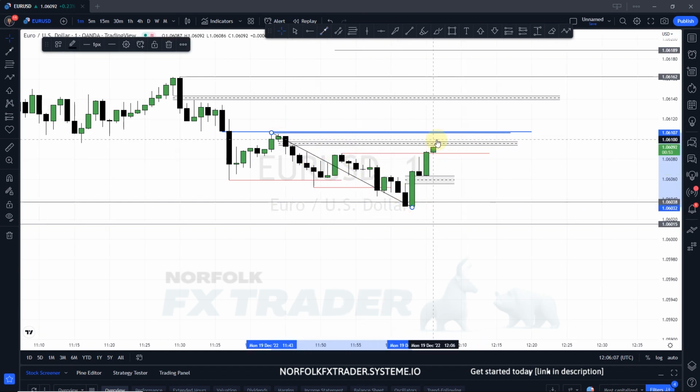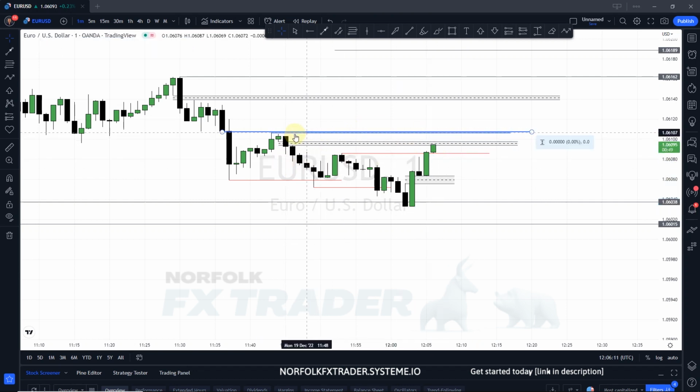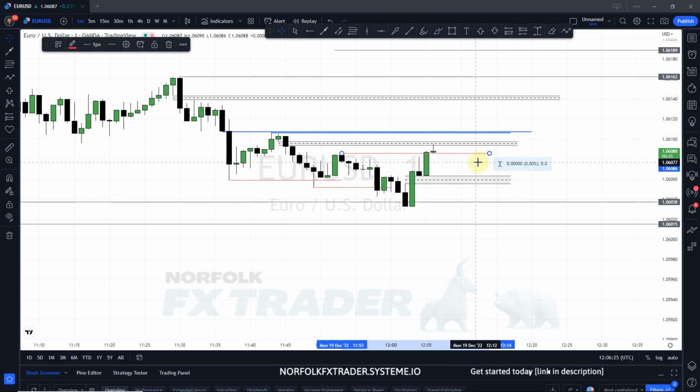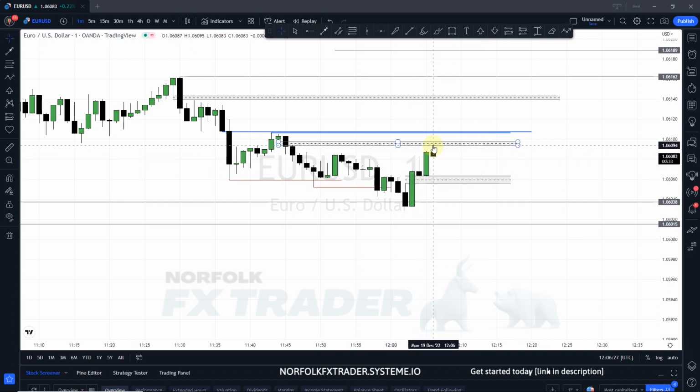We're going to fill this imbalance. And once we do that, we can either see a reversal here, or we can see price go higher to take these highs. Now there's a good chance we can see a reversal here back down to this imbalance. We've taken this high, so I can remove this high. We've just gone into that imbalance. We could now see a reversal back to this imbalance for a push higher.